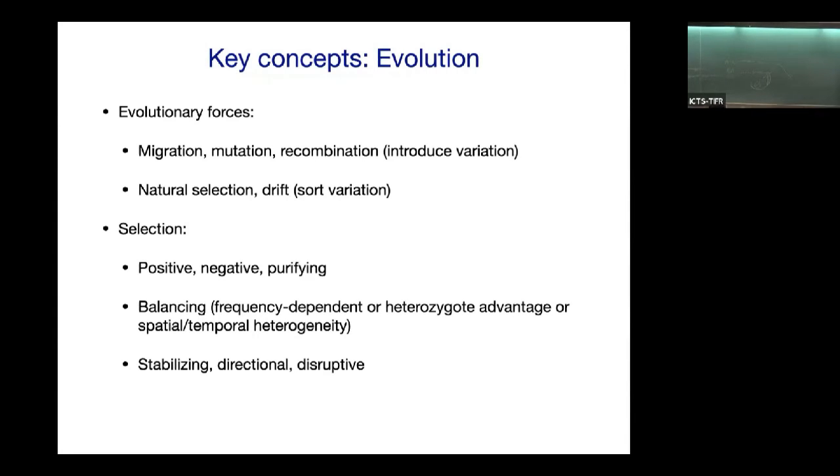Okay, this I'm sure everybody is familiar with already. Stabilizing, directional, and disruptive selection. Which of these is going to reduce genetic variation in a population? Sorry? Directional selection. Why not stabilizing selection?